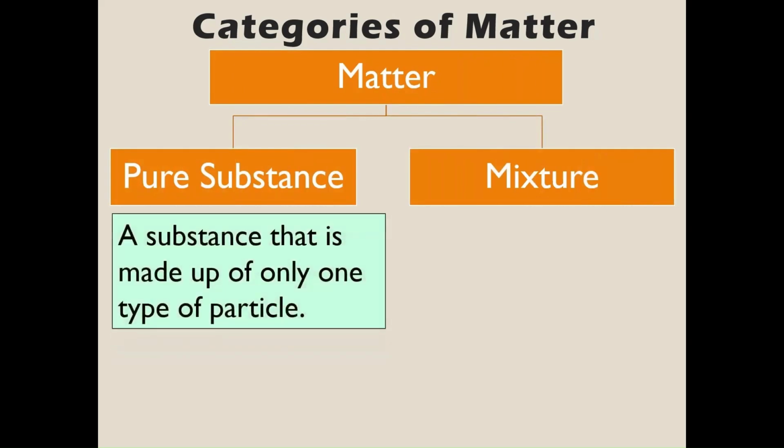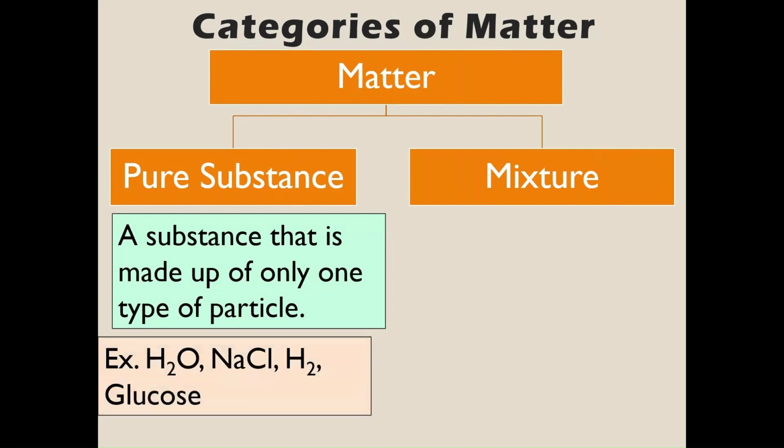A pure substance is a substance made up of only one type of particle. Like H2O, water: all the water is made up of molecules of water, only one type of particle. Sodium chloride, the table salt, is made up of particles of sodium chloride, only sodium chloride. Hydrogen gas, the same, and glucose, all of these are pure substances.